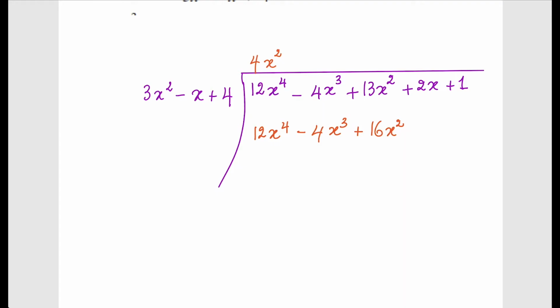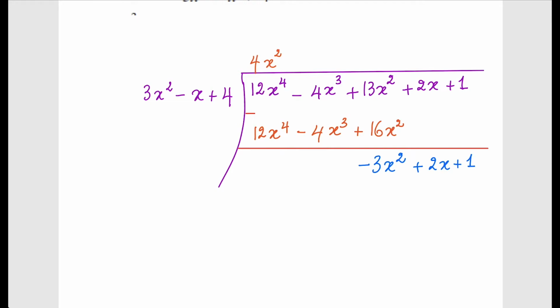All right. And then I'm going to subtract the orange from the purple. And I obtain what? This minus itself is 0. That guy, minus 4x cubed minus itself, so that's also 0. 13x squared minus 16x squared, that's negative 3x squared. And then I don't have a companion for 2x, so I'm going to just copy the 2x and the 1. Okay. All right. This is arranged in a descending fashion for exponents, so I'm going to keep running the same program. And what do I get?